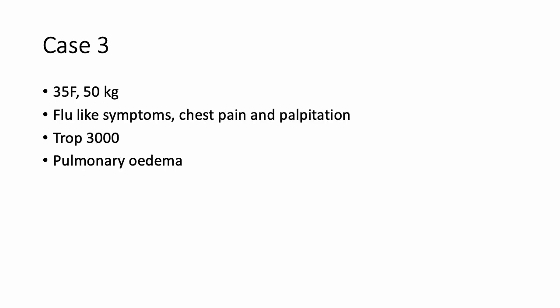And the third case is a 35-year-old female who's only 50 kilos, and she's had flu-like symptoms and chest pain with palpitations and presents in pulmonary edema with a troponin of 3,000. Now the differentials here, obviously there's something going on with the heart that seems very bad. She could have had an MI. It's uncommon in a 35-year-old, but it's something that we need to consider. With the preceding flu-like symptoms, we'd be slightly concerned about a myocarditis type picture.